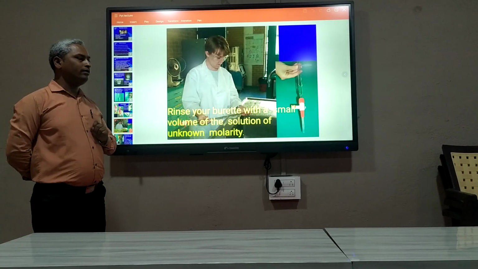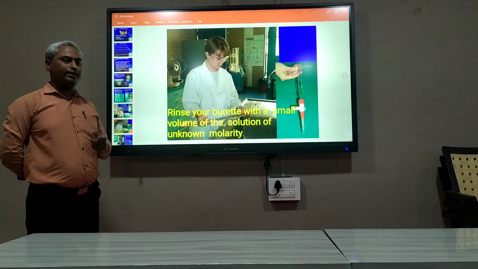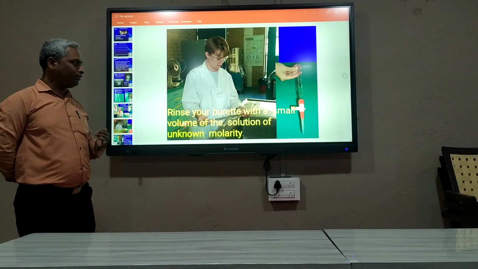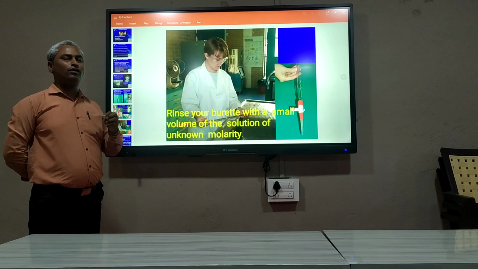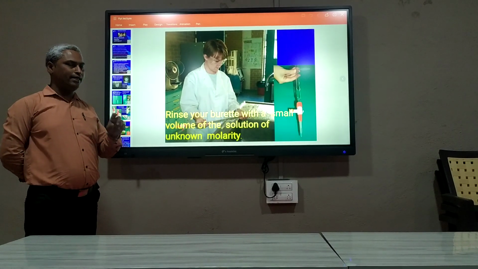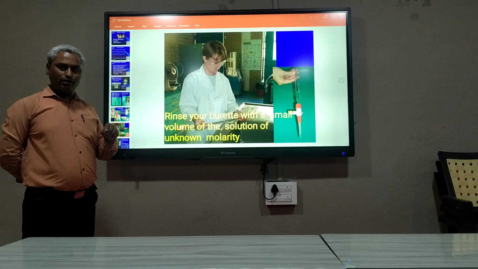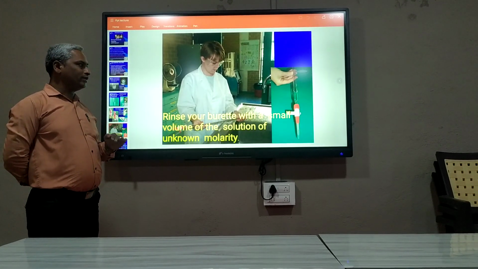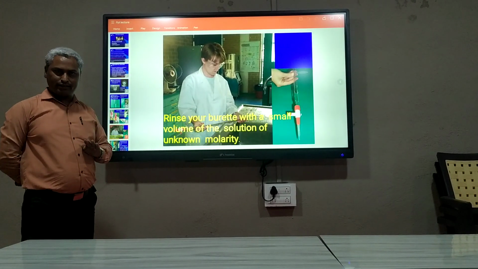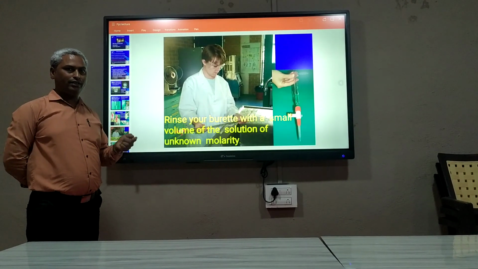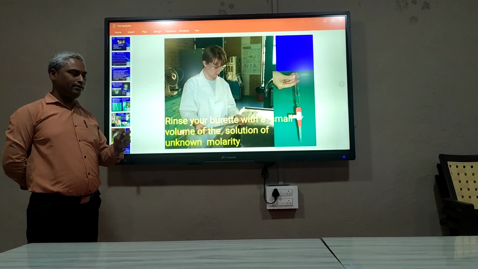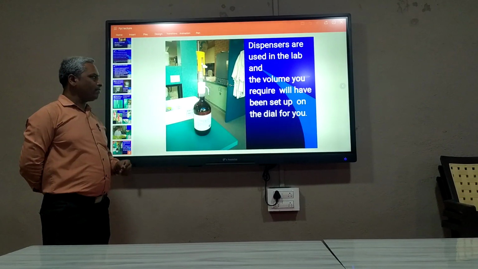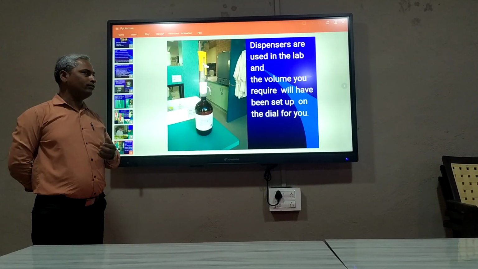For titration, we have to rinse the burette and the flask with the standard solution or the titrant, because there should be no change in the concentration of the solution at the time of titration. This is one technique that we have to take.